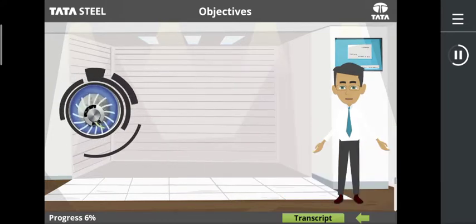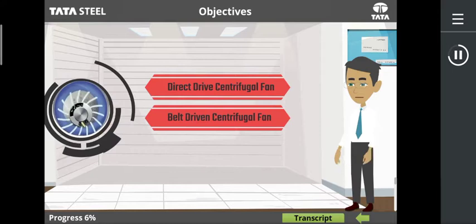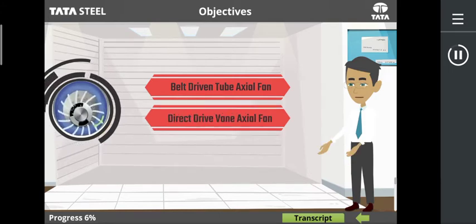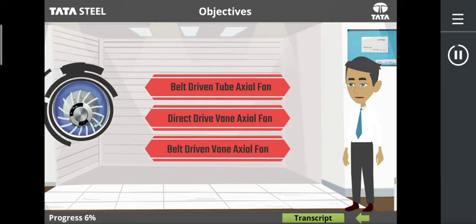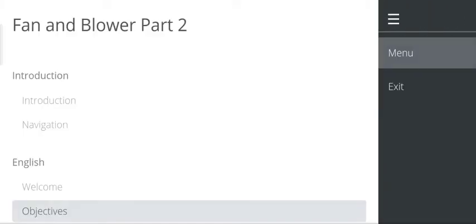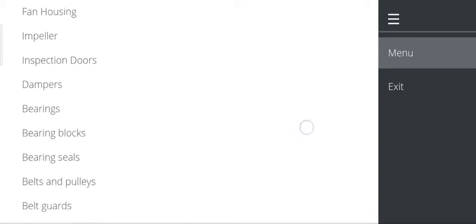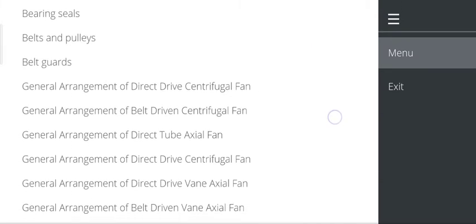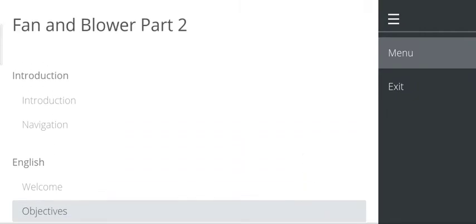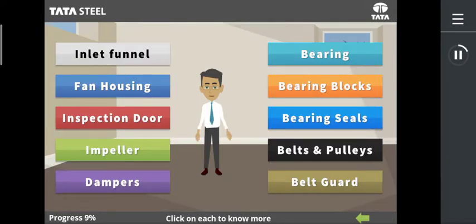Tell about the general arrangement of direct drive centrifugal fan, belt driven centrifugal fan, direct tube axial fan, belt driven tube axial fan, direct drive vane axial fan, belt driven vane axial fan. Click on each to know more.